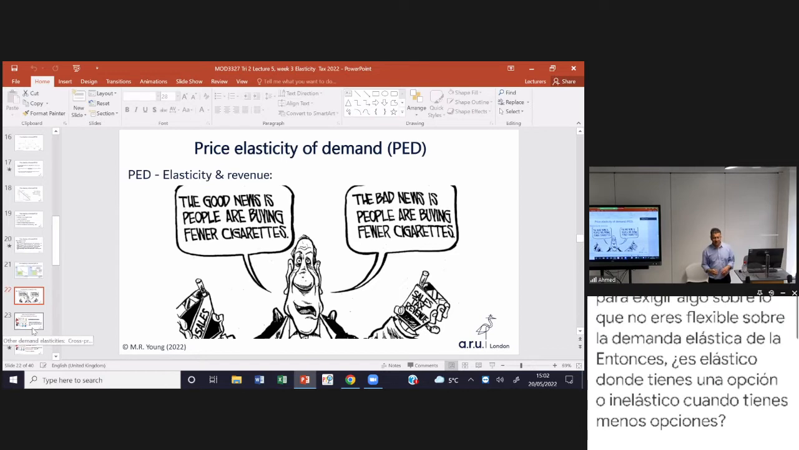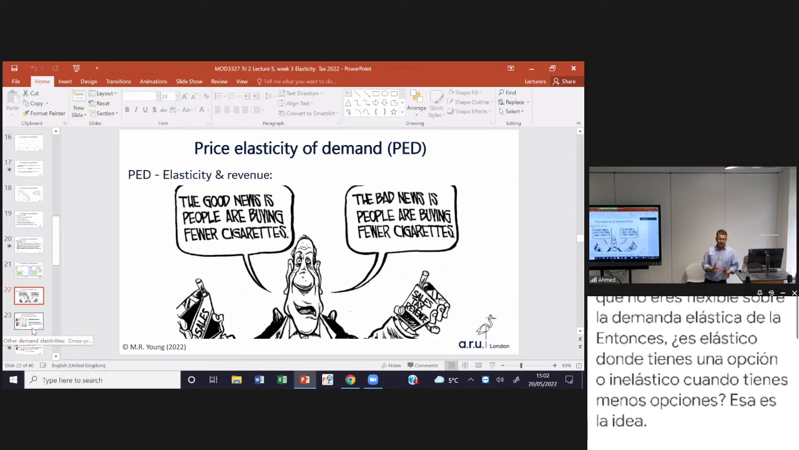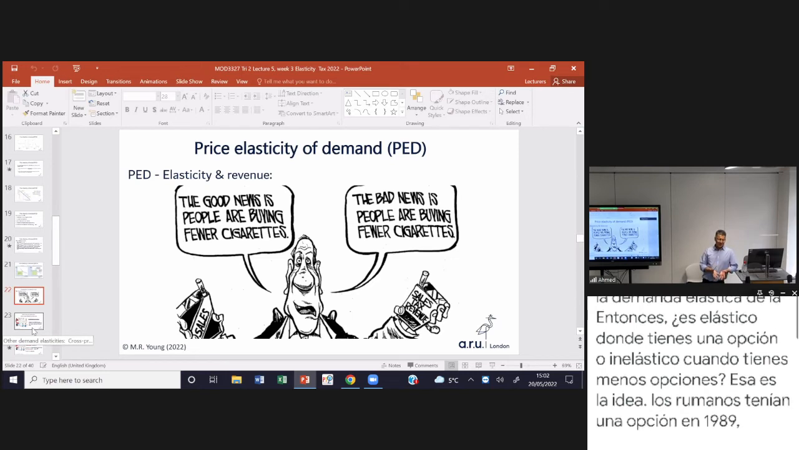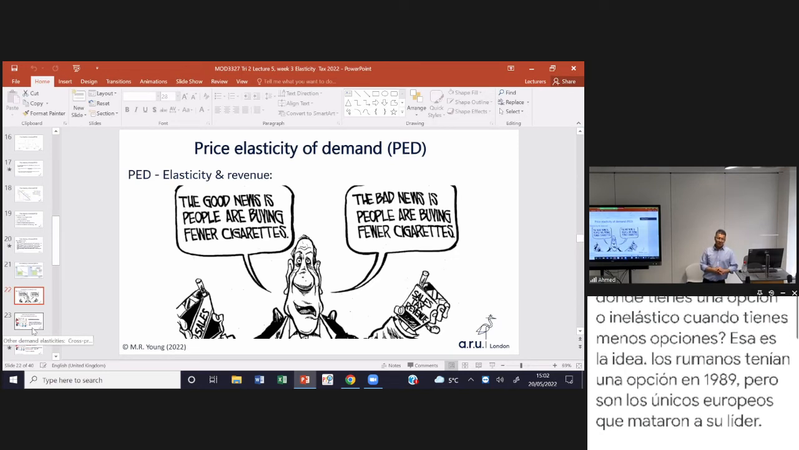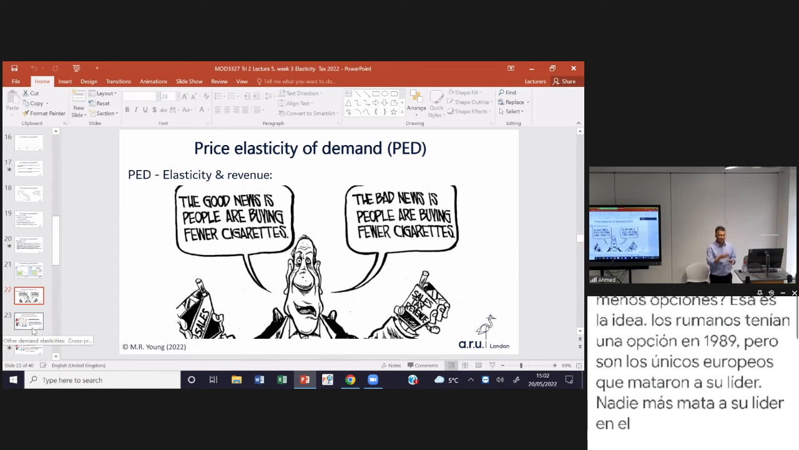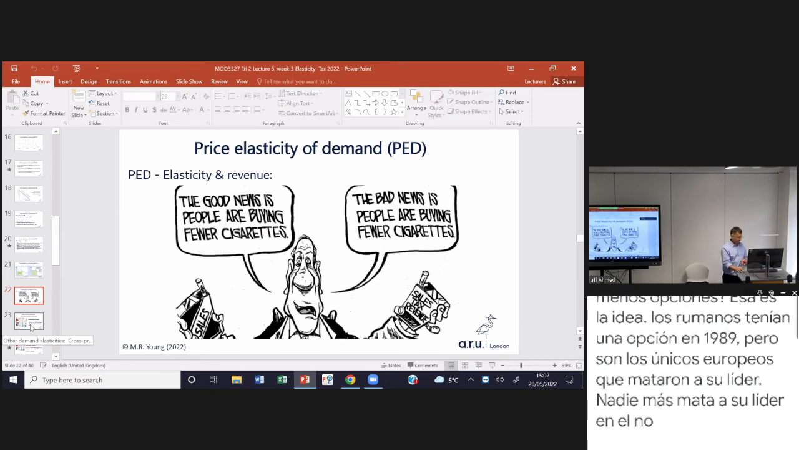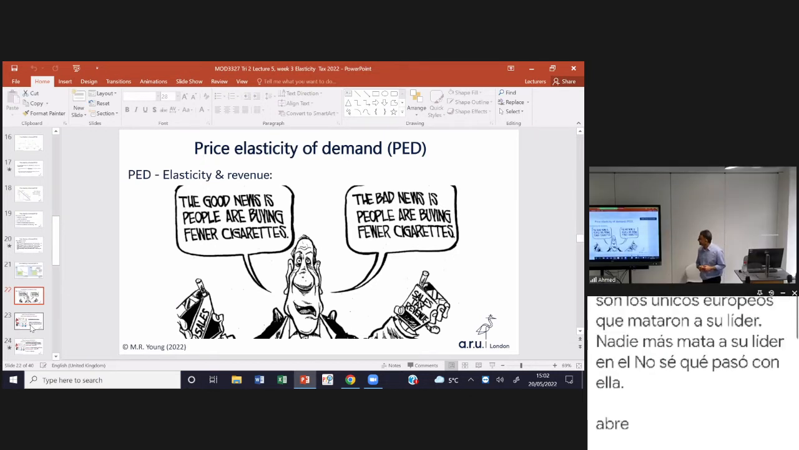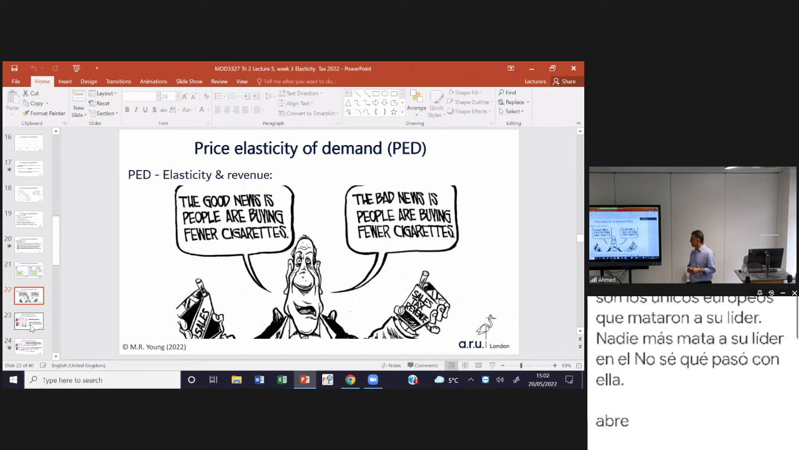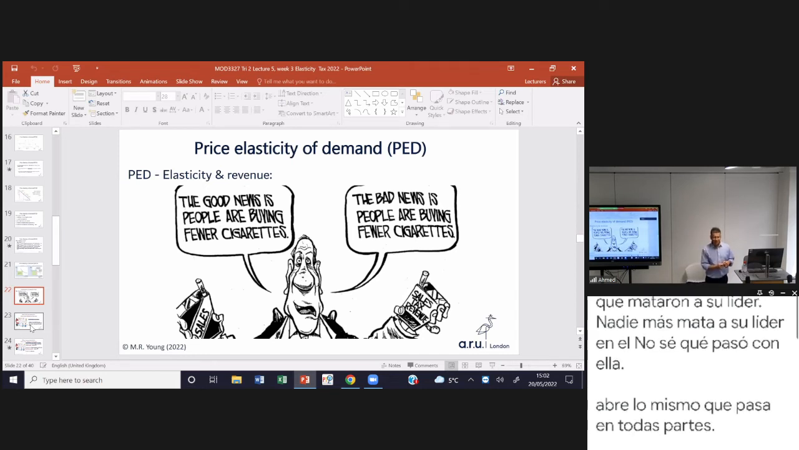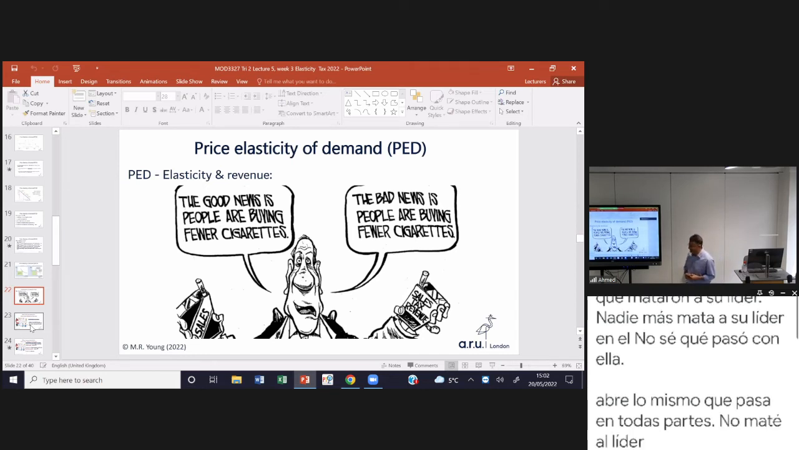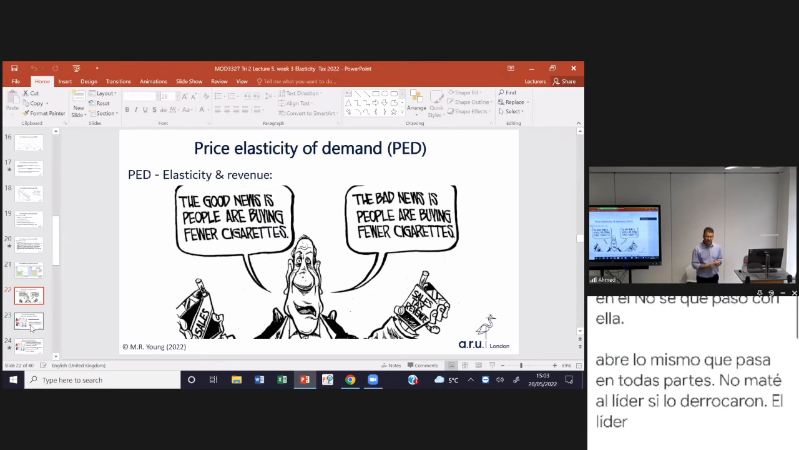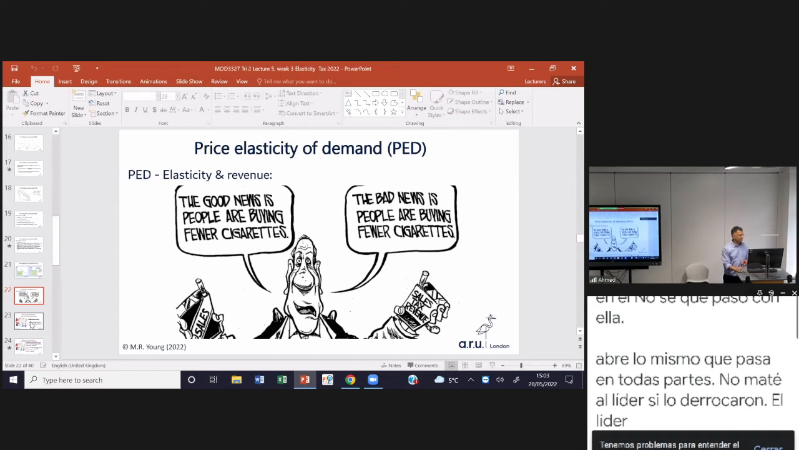Like the Romanians, they had an elastic choice in 1989, but they're the only Eastern Europeans that killed their leader. Nobody else killed their leader in the uprising. I don't know what happened there. The same thing that happens everywhere. No, but the Eastern Europeans, they didn't kill the leader. They overthrew the leaders. But the Romanians actually killed theirs. But Ceausescu was terrible. Did you see him at the end? The things he was saying. Anyway, very aggressive man. Very aggressive.